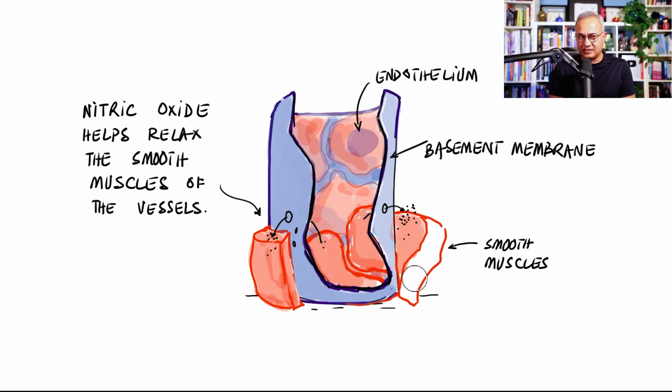Now what happens is these endothelial cells produce nitric oxide. Nitric oxide is a molecule produced inside the endothelial cells. Actually, nitric oxide is produced in the immune cells as well. We'll talk about that later. At the moment, just the endothelial cells produce nitric oxide.